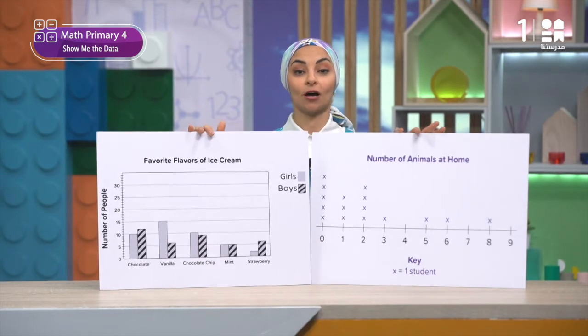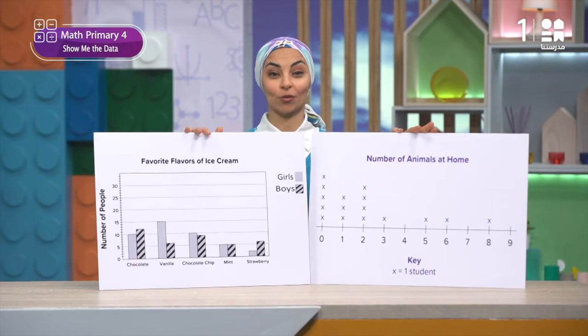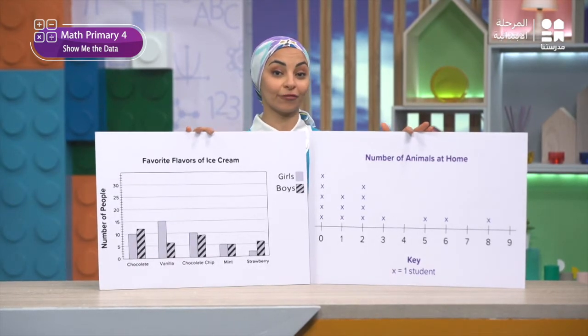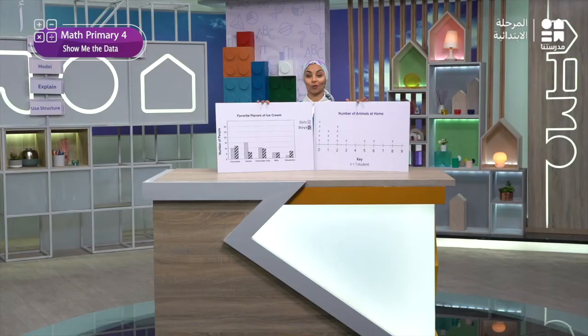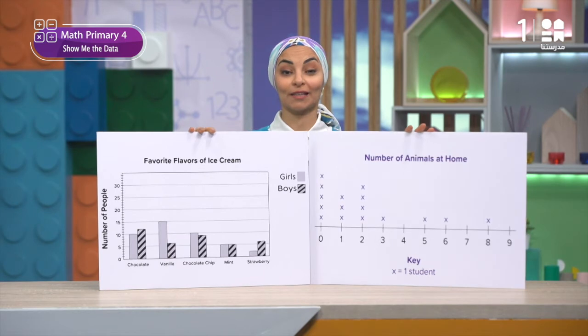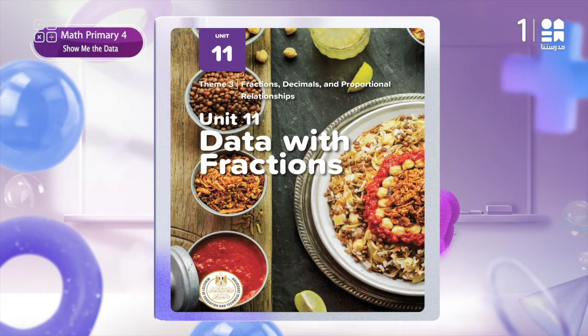They started asking me questions. بدأوا يسألوني questions كتيرة قوي. قالوا لي Miss, what is the name of that graph? وإزاي بنقدر نرسمه؟ And what type of data إيه الداتا اللي بنستخدمها to be represented using that graph. هنعرف كل الانسرز بتاعت الكويستشنز دي كلها in Unit 11 Data with Fractions.